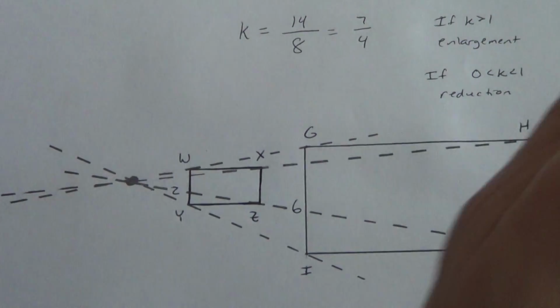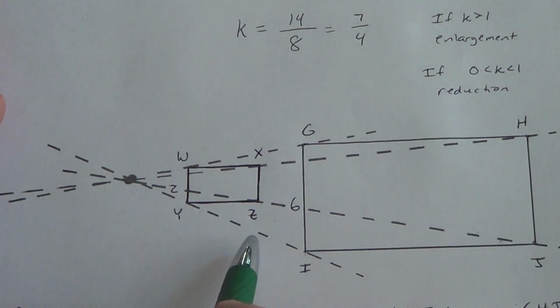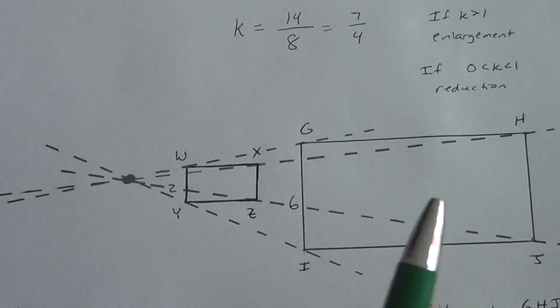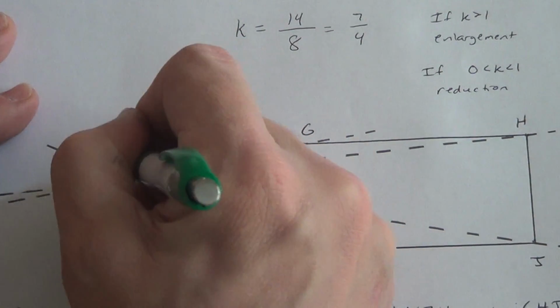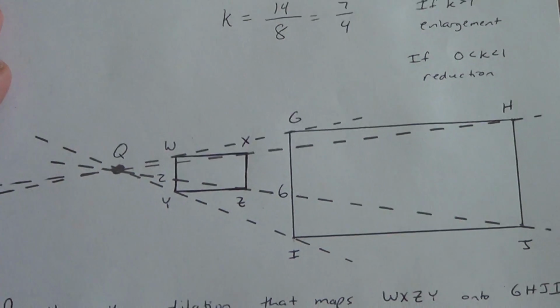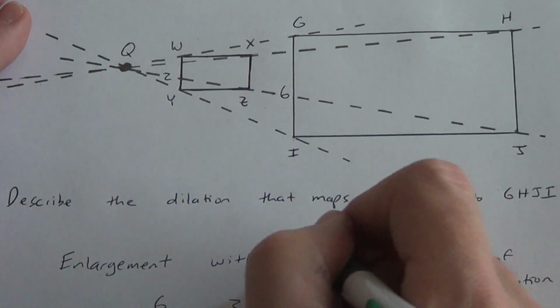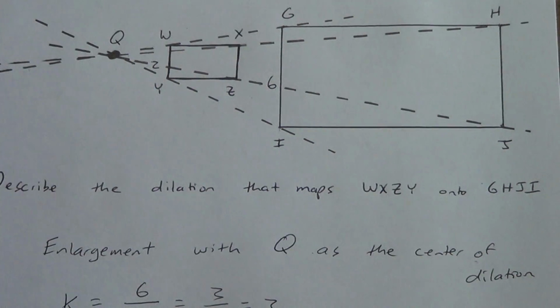So now I can call that whatever point I want. I already used W, X, Y, and Z. I used G, H, I, and J, so I can't use any of that, so I'll just call it Q. All right, so that means down here, when I describe it, I'm going to say Q is the center of my dilation. So that's how you find the center of the dilation.